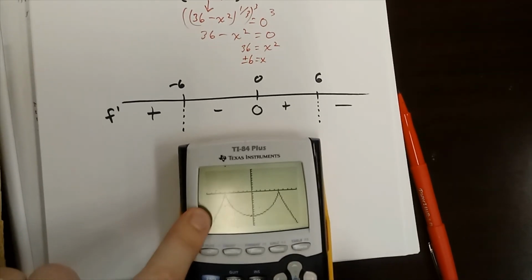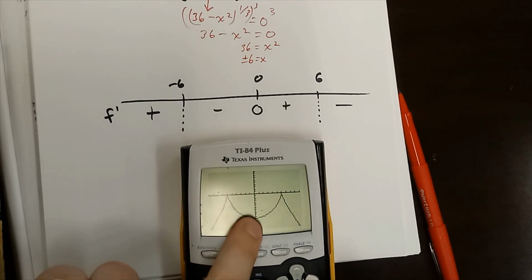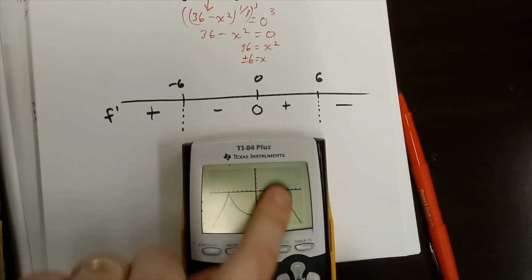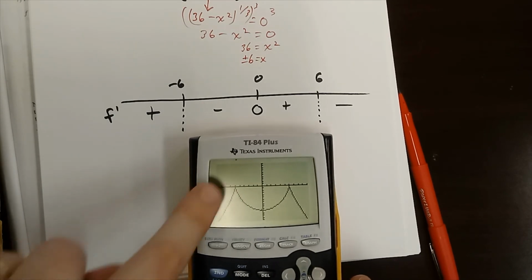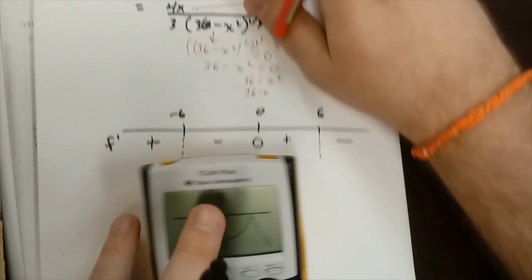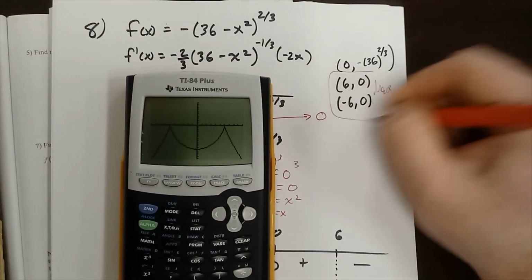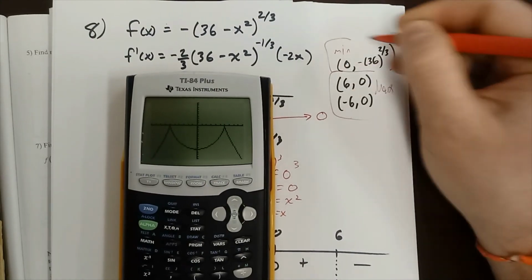We have a positive slope, an undefined slope at that point, a negative slope, a 0 slope, a positive slope, an undefined slope, and a negative slope. And so we'd say that these are both maxes, and this one is a min.